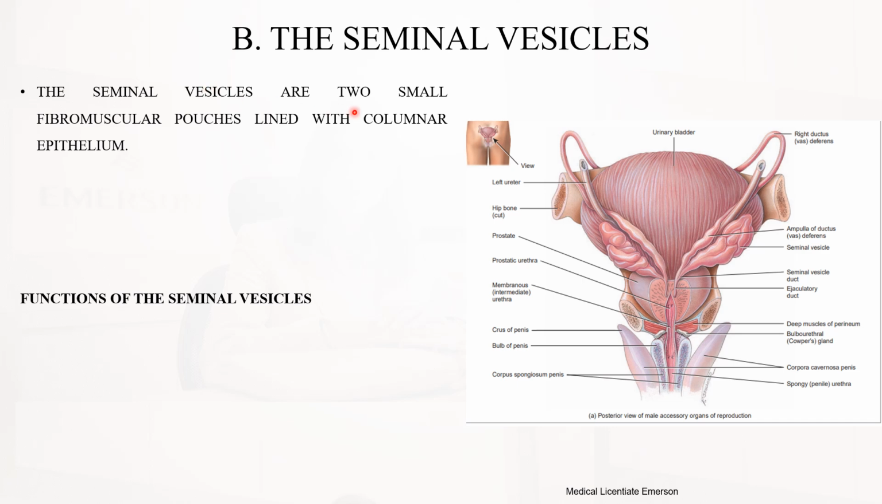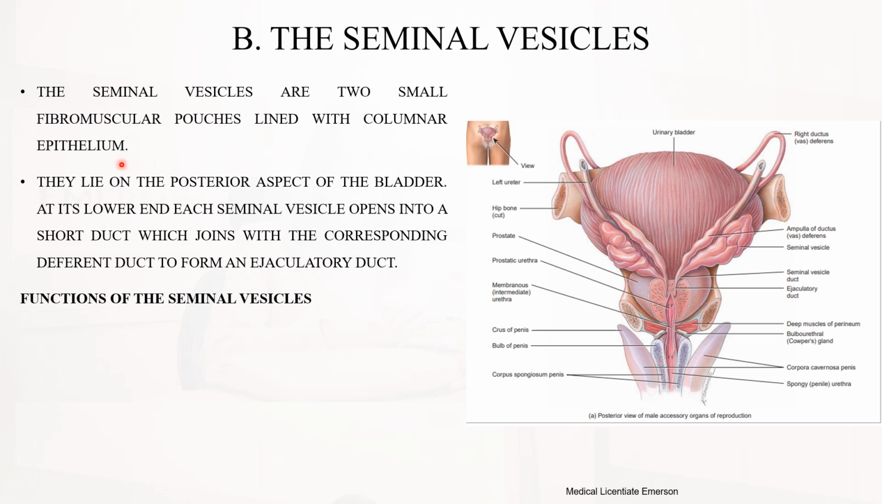So the seminal vesicles are two small fibrous pouches lined with columnar epithelium. They lie on the posterior aspect of the bladder. At its lower end, each seminal vesicle opens into a short duct which joins with the corresponding vas deferens to form an ejaculatory duct. Then what are the functions of the seminal vesicles?